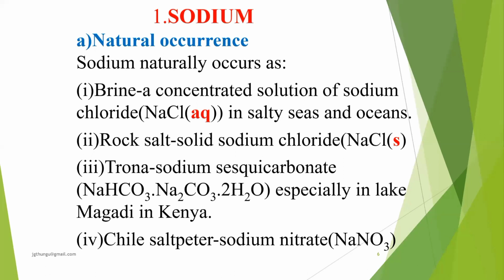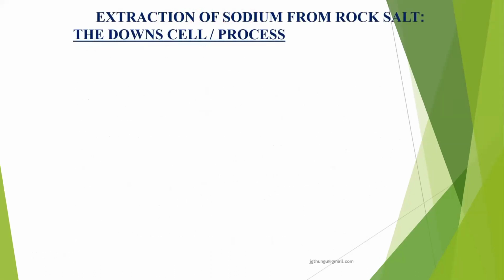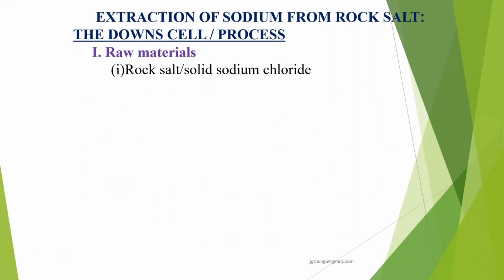So for sodium, the electrolysis cell, or where we carry out that electrolysis process, it is in a structure that we call the Downs cell. From that, we get the process, Downs process. So what do we require? The raw materials, we have rock salt, the solid sodium chloride. We require calcium chloride.